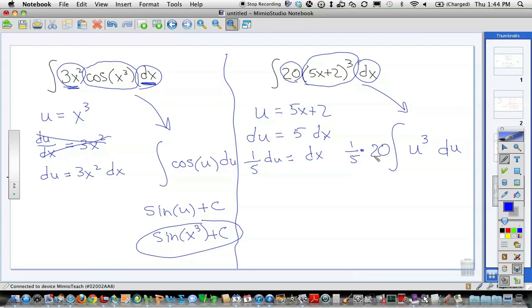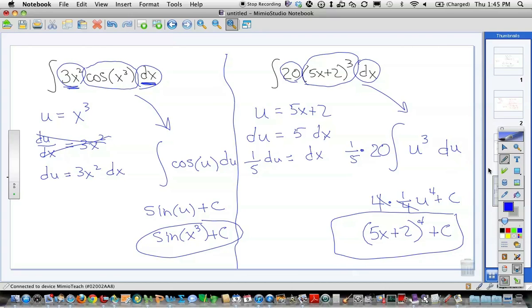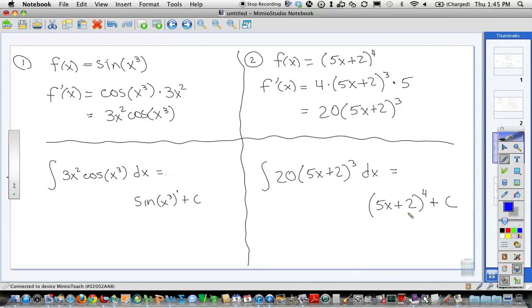So look what I got. I got a 1/5 and a 20. Of course, that makes 4. And now I'm going to do this antiderivative. You see what I've done? I've turned it into a very simple one to do. I want to do the antiderivative of u cubed, which is what? 1/4 u to the 4th plus c. Of course, the 4 and the 1/4 cancel. And then I can go ahead and substitute my x back in. 5x plus 2 to the 4th plus c, which, again, going back to the other page, is exactly what we thought it should be.